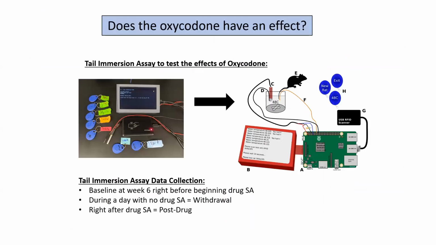And so this is my tail immersion assay that I wanted to show. So essentially the way this works and the reason we use it is we want to make sure that the oxycodone is working and that it has an effect. And the way we do this is by putting the rat's tail in hot water and then seeing how long the rat's tail can stay in hot water. And we call that latency. We record how many seconds. And we do this at the baseline that I showed earlier, and then also during the withdrawal, and then also right after a drug self-administration session, which is called post-drug.